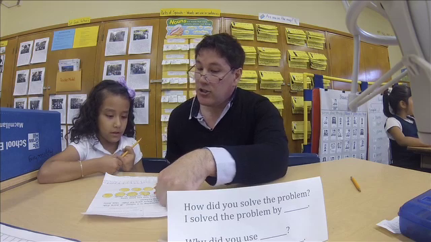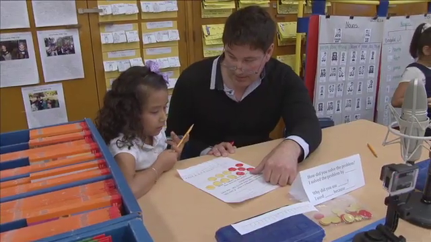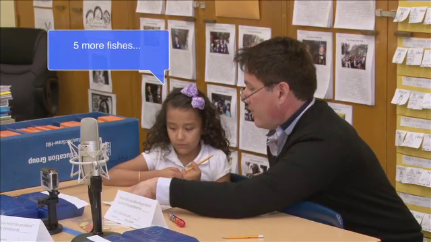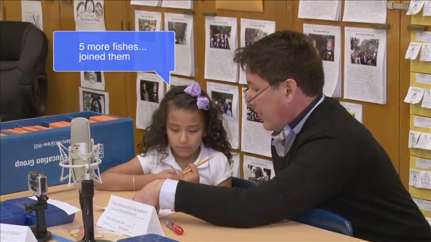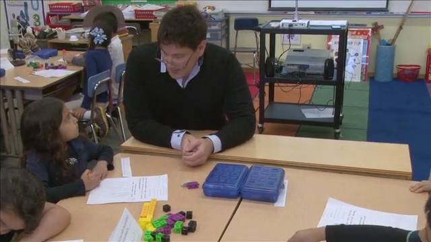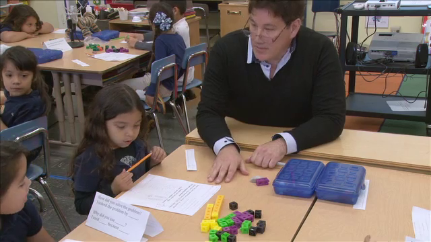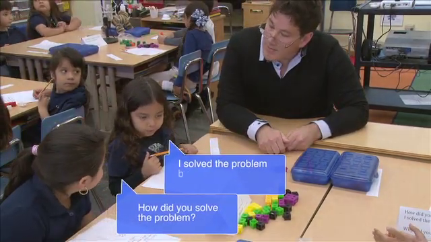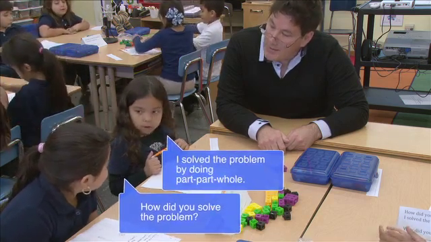Okay, so why did you choose 5 counters? Because it says 5. I solved the problem by using fishes, using Joined. Okay, so 5 more fish join them. Did you ask each other questions? Okay, ask Brittany how she solved the problem. How did you solve the problem? I solved the problem by doing part.